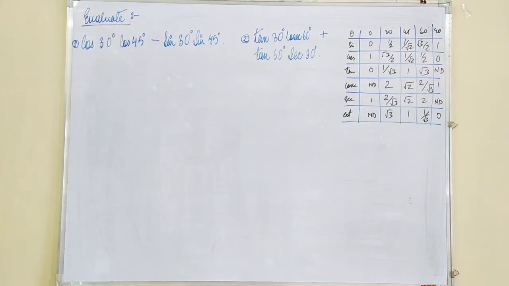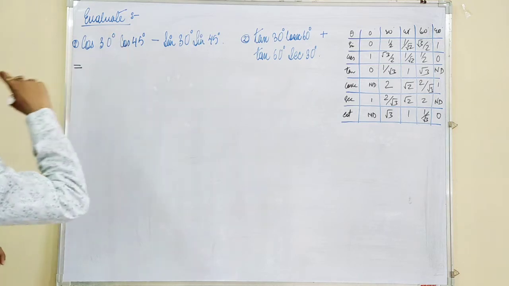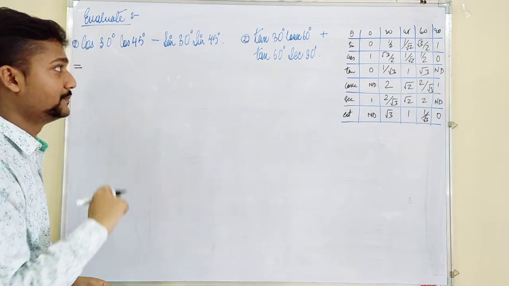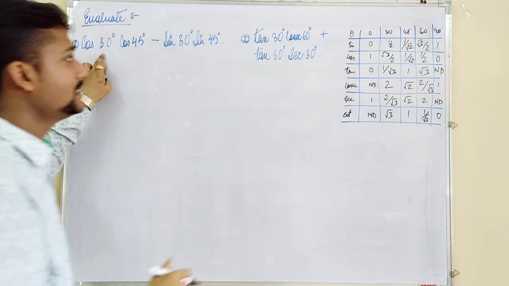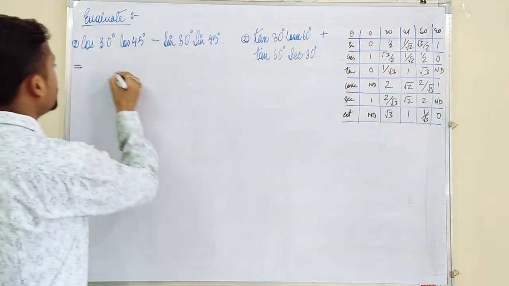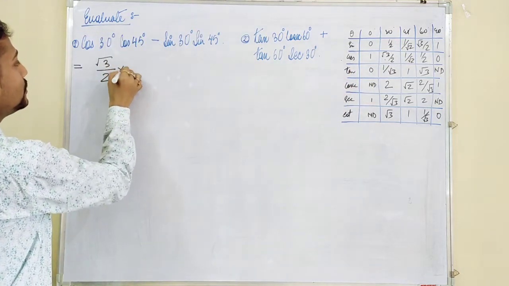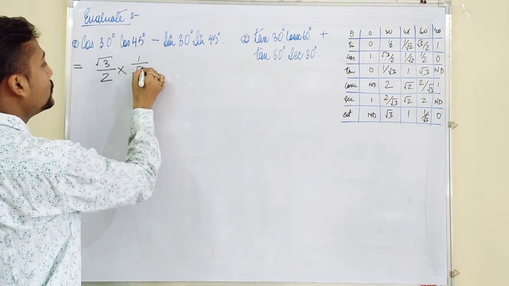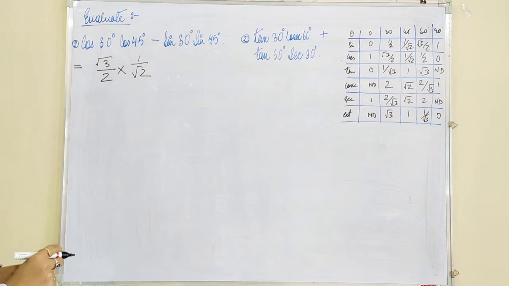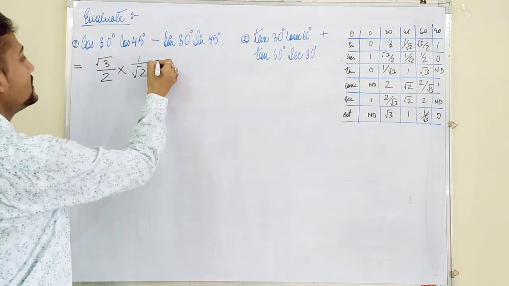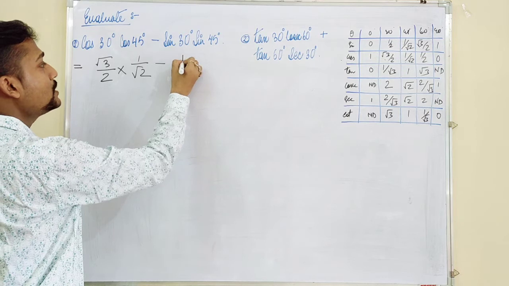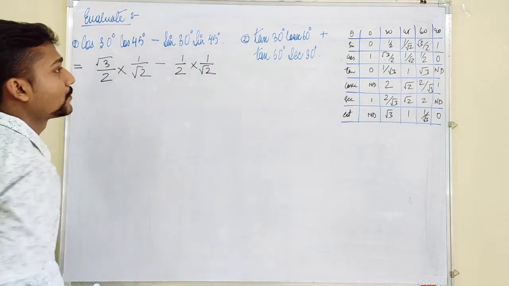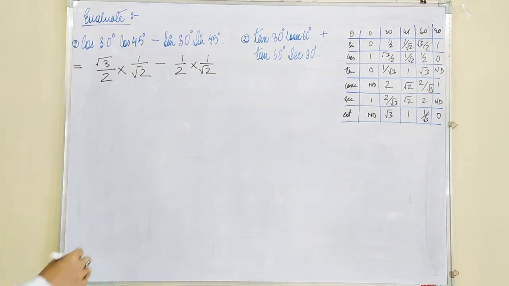Okay, so how will you do it? Let us see. Evaluate. The first question is given: cos 30 degree into cos 45 degree minus sin 30 degree into sin 45 degree. See, cos 30 is how much? Cos 30 is equal to root 3 by 2, into cos 45, which is equal to how much? Cos 45 is equal to 1 by root 2. See, we are evaluating the question that is being given to us, isn't it? Minus sin 30 degree is equal to how much? 1 by 2, into sin 45 degree is equal to how much? 1 by root 2. Isn't it?